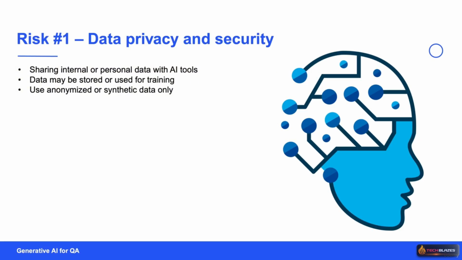The first and biggest risk is data privacy. Many testers use ChatGPT or other AI tools to analyze logs or write test cases. But sometimes without thinking, we paste real user data, API keys, or internal code into a public model. That's a problem, because you don't control what happens to that data once it leaves your company. Even if OpenAI or Microsoft says they don't use your data for training, policies can change. So, the rule is simple. Never use real or confidential data in public AI tools. Always anonymize it or use fake test data instead.